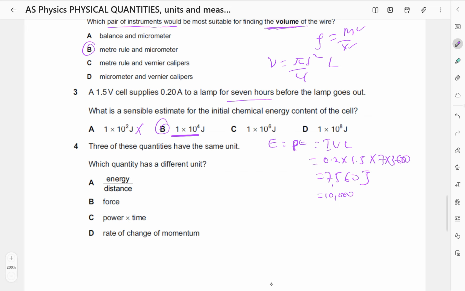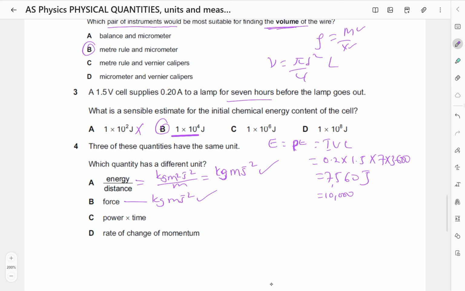Three of these quantities have the same unit. Which quantity has a different unit? Let's check energy. Energy, if it is force times distance, is kilogram meters squared per second squared divided by distance, which is meters. This gives us kilogram meters per second squared. And of course, force is mass times acceleration, which is kilogram meters per second squared.